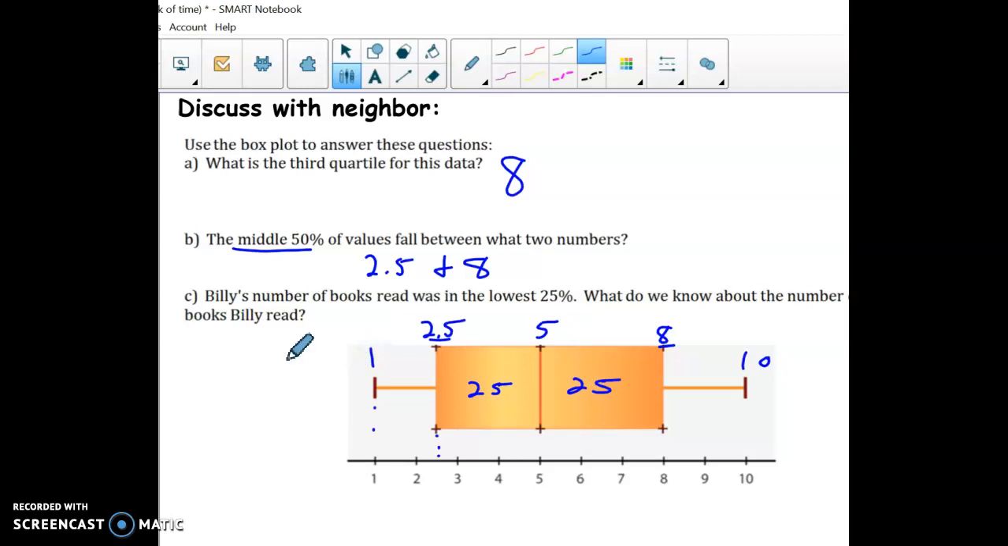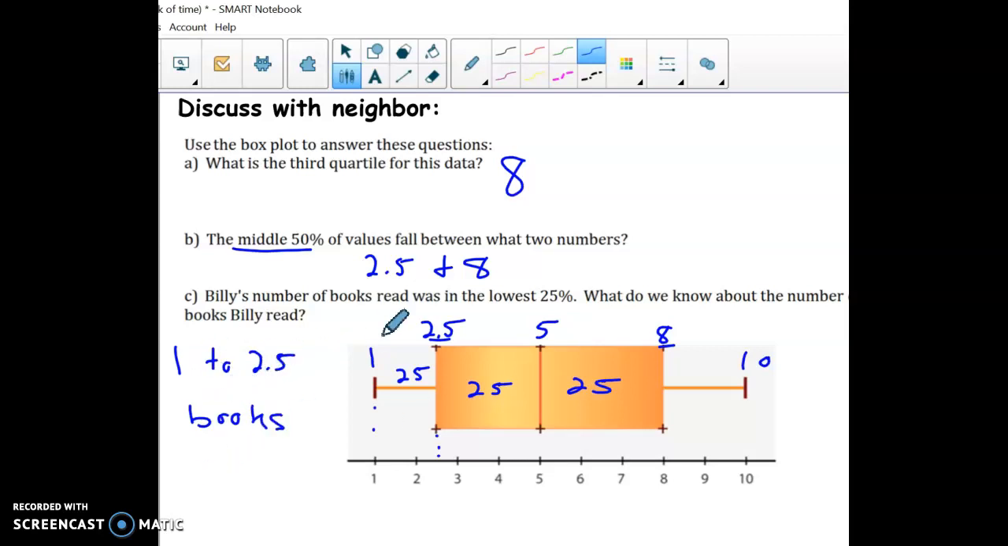And then Billy was in the lowest 25%. So that would be this little whisker. So we know that Billy must have read between 1 and 2.5 books. Right? If he's in that lower quartile, it'd be 1 to 2.5 books.